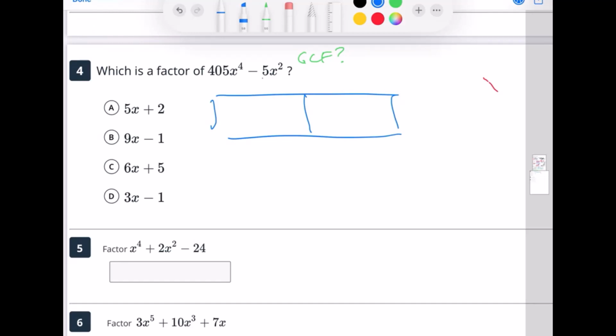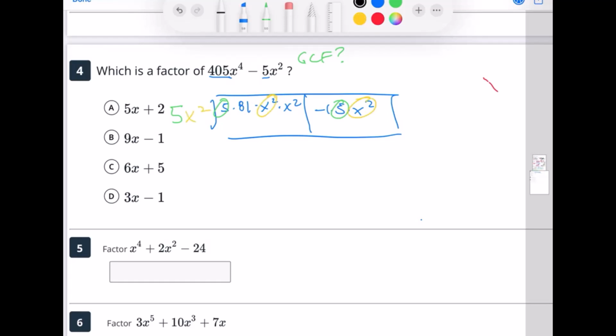I'm going to look ahead and not cheat, but think ahead. 5, and then how many times does 5 go into 40? That is 8. And how many times does 5 go into 5? It goes in once. And then negative 5x squared is negative 1 times 5 times x squared. I'm going to circle the things they have in common. So that is a 5, and they also have x squared.